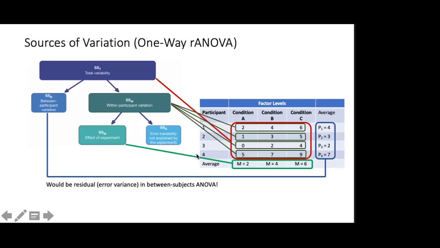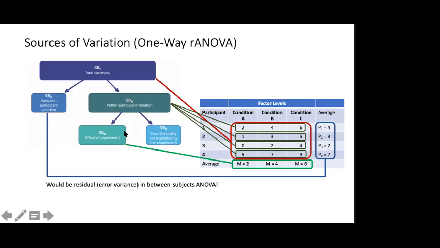Okay, and so we also have the within subject variation, right? The within subject variation is basically the deviation of the individual scores from the condition means, right?